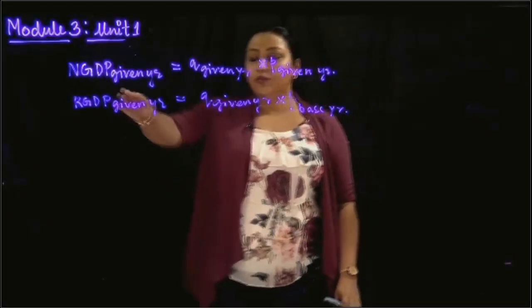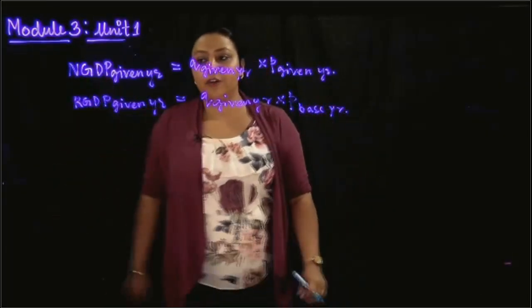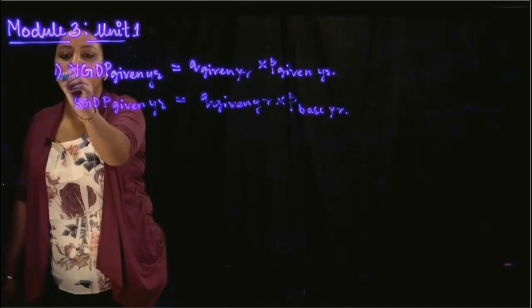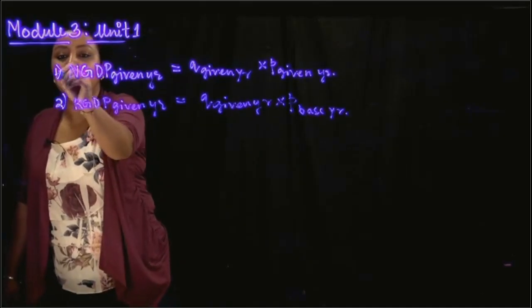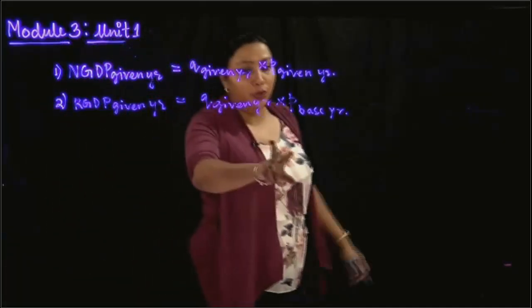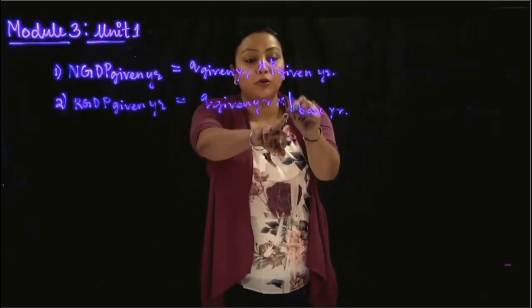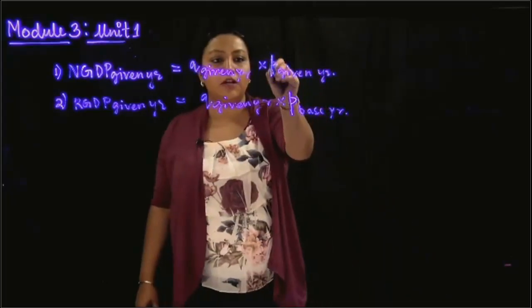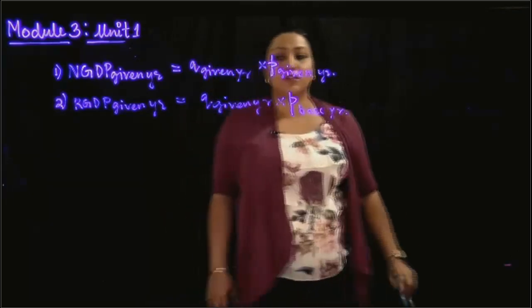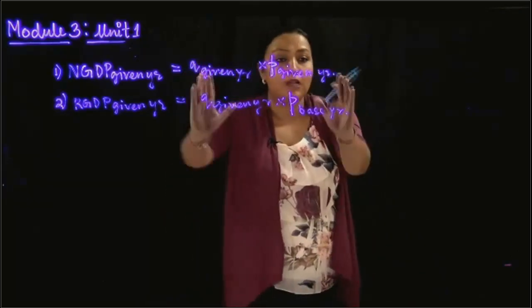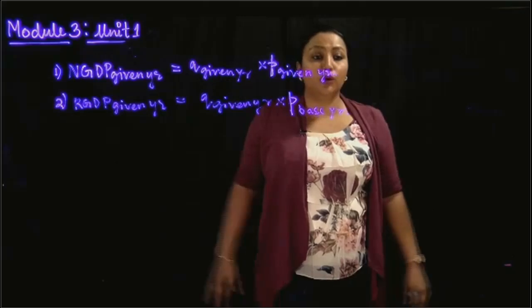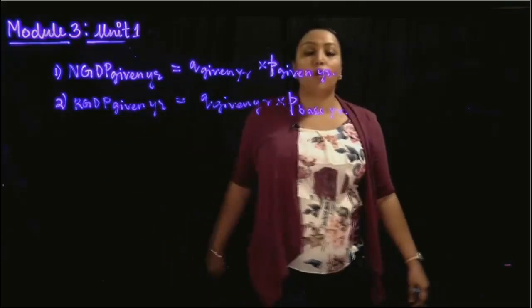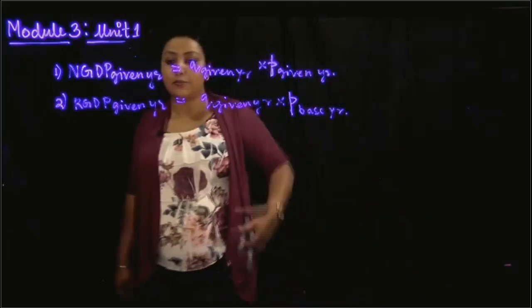Now these are two formulae that we have already covered, the nominal GDP of a given year and the real GDP of a given year. I want to remind you that if there are multiple goods produced by the economy, which is true in the real world, the economy does produce multiple goods and services, then you need to find this out for every individual good and aggregate it over all those goods or services that are produced.